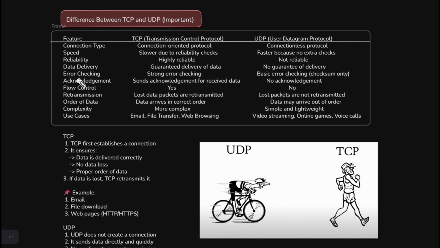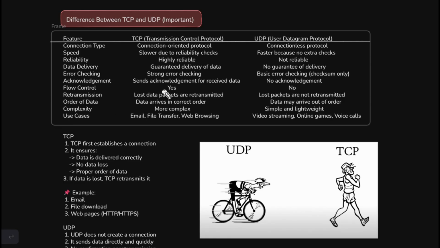Next is error checking. TCP provides strong error checking using acknowledgement and flow control, whereas UDP provides only basic error checking using a checksum only. Next comes acknowledgement. TCP sends an acknowledgement after receiving the data, whereas UDP does not send any acknowledgement.